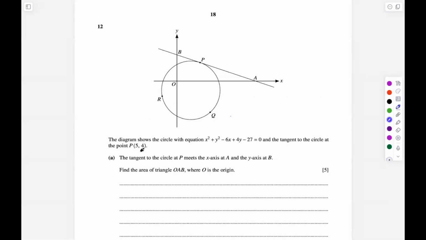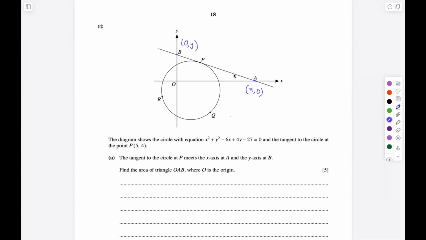In question 12, the diagram shows a circle with equation x squared plus y squared minus 6x plus 4y minus 27, and the tangent to the circle at the point (5, 4). The tangent to the circle at P meets the x-axis at A and the y-axis at B. So at A on the x-axis, the coordinates will be (x, 0), and at B, the coordinates will be (0, y). We have to find the area of the triangle OAB, where O is the origin. To find the area, we have to find the x coordinate and the y coordinate and then apply half base into height to find the area of the triangle.